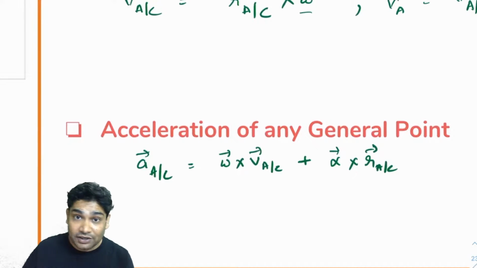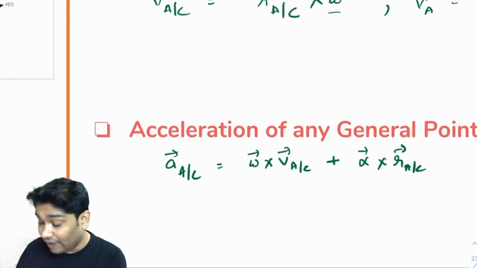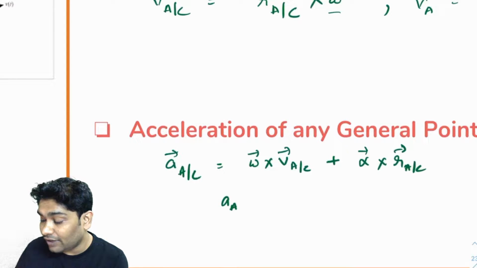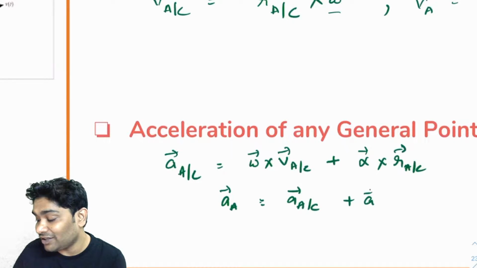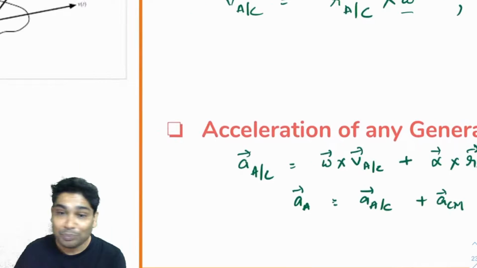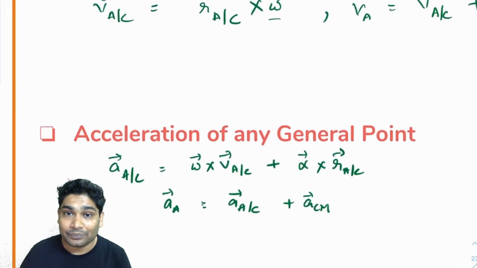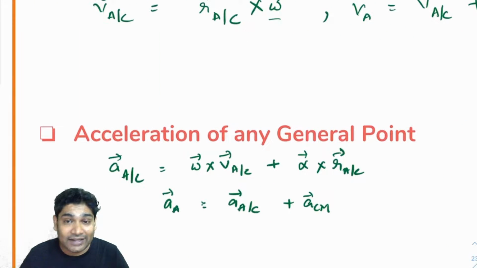So you find the acceleration of point A with respect to the CM, and finally the acceleration of A would be the acceleration of A with respect to the CM plus the acceleration of the CM itself. So that is how you can find the acceleration of any random point A now. That is what you do for analysis of general motion.